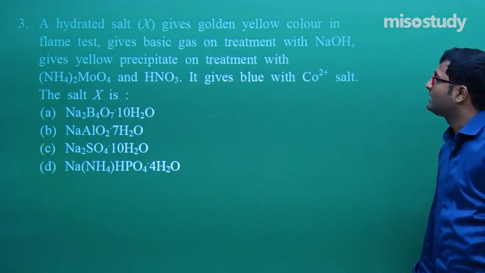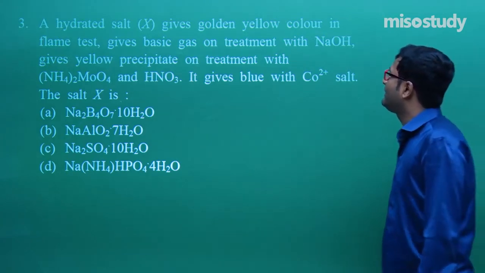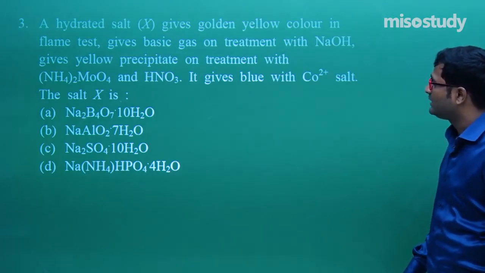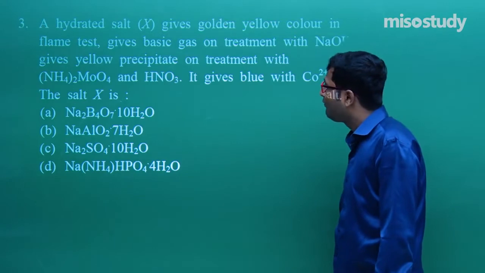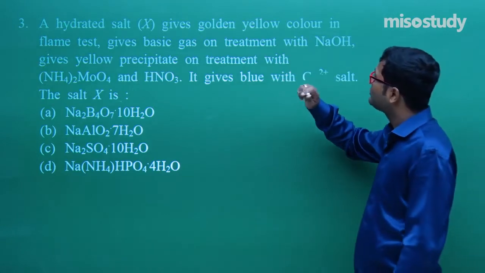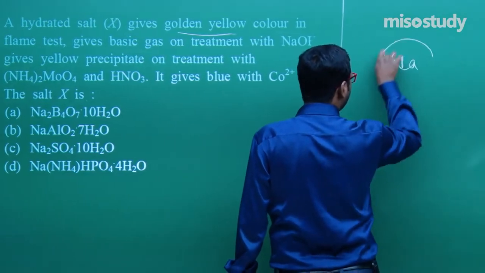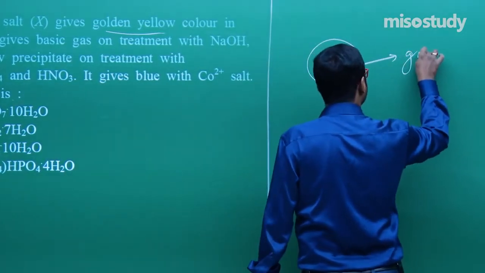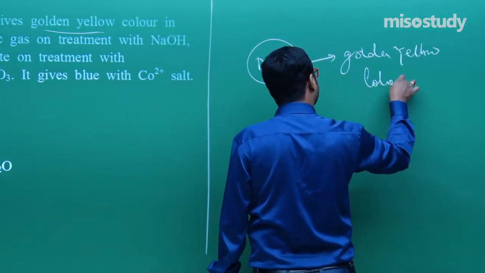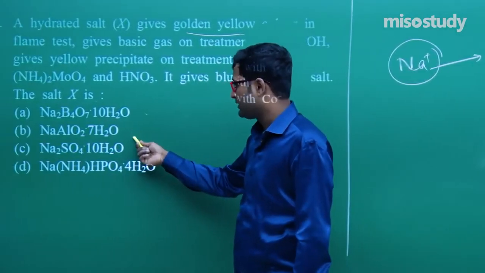A hydrated salt gives a golden yellow color in the flame test, gives a basic gas on treatment with NaOH, and gives a yellow precipitate on treatment with (NH4)2MoO4 and HNO3. It gives blue with Co2+. Given a hydrated salt with golden yellow color, as we know, any compound which contains sodium has a probability of giving a golden yellow color. Yes sir, golden yellow color. Clear? Na plus ion. Now here the question is, which salt? This one also contains Na, this one also contains it, this one.